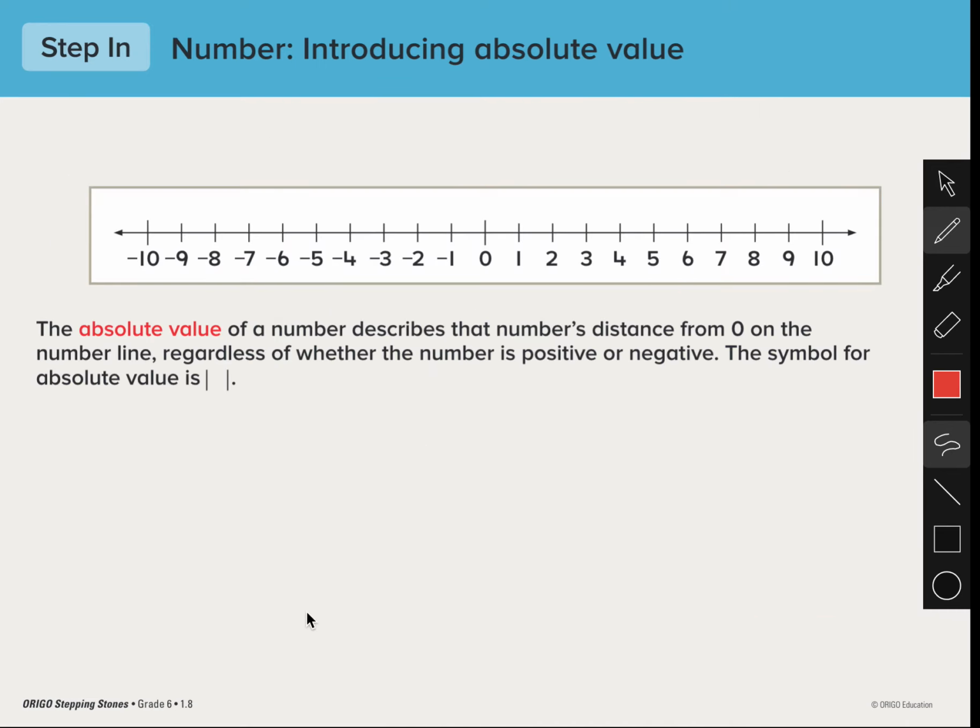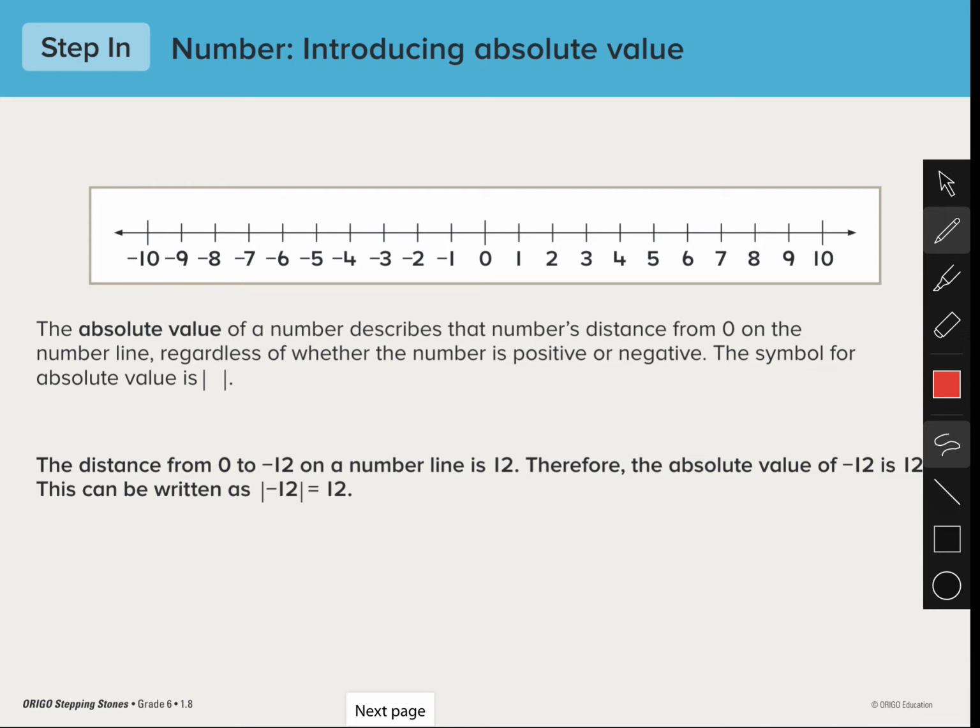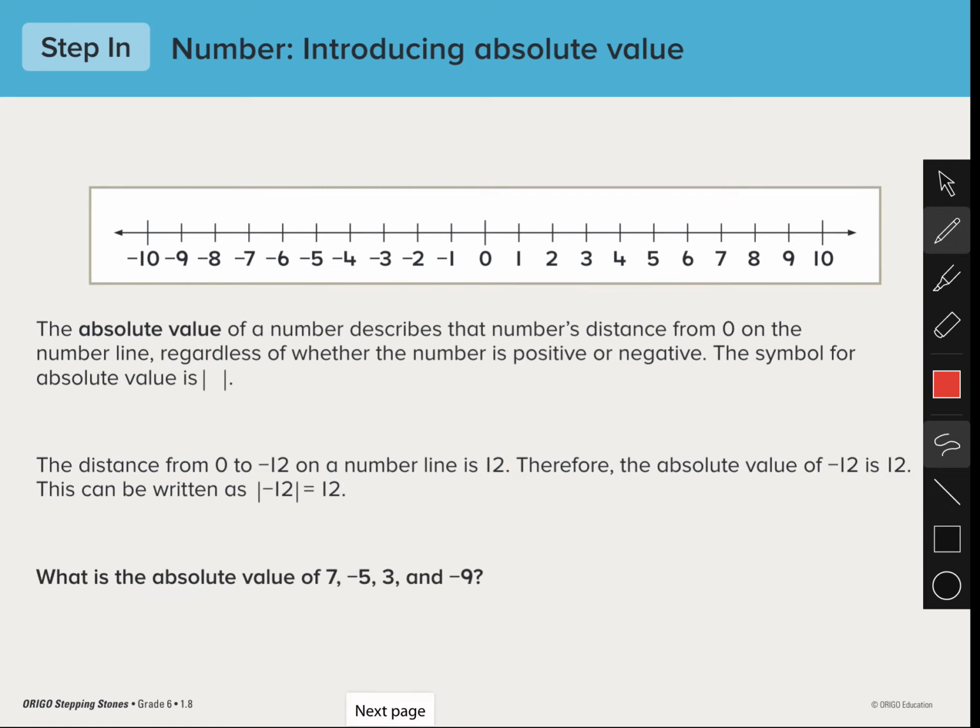Again, the absolute value of a number is a number that describes that number's distance from 0 on a number line, regardless of whether it is positive or negative. We know our notation. The distance from 0 to -12 on a number line is 12. The absolute value of -12 is 12. This can be written this way. So these bars mean the absolute value of -12 is 12.